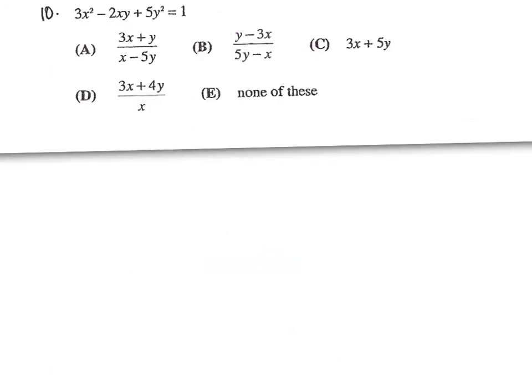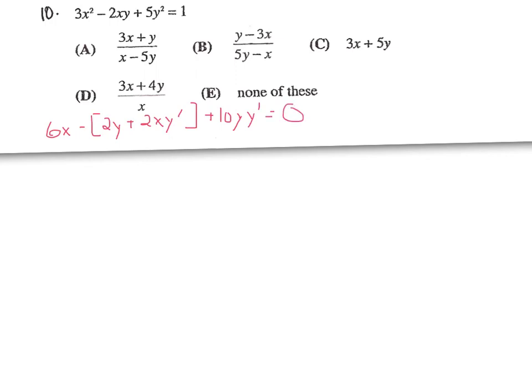For number 10, we need to do some implicit differentiation, and also we're going to have to product rule this middle term right here. So we'll start off with a 6x minus, and then we'll have to product rule. So I'm going to put this in parentheses. The derivative of the first, which is 2, times the second, plus the derivative of the second, which is y prime, times the first, so 2xy prime. And then that'll be plus 10y y prime, and that will all equal 0.